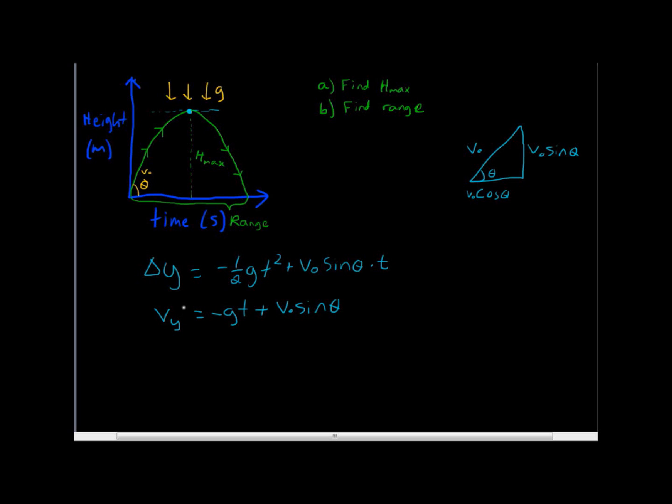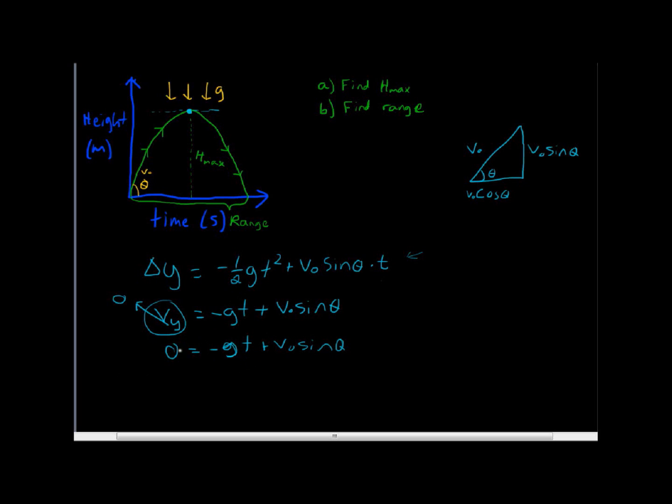But there's only one instant in the entire trajectory, only one value of time for which the vertical velocity is equal to 0. And if we were able to find that value of t, we could simply plug it into our delta y equation right here, and then we would get a valid delta y. So let's do that right now. We're going to set this equal to 0. So we get 0 equals negative gt plus v0 sine theta.